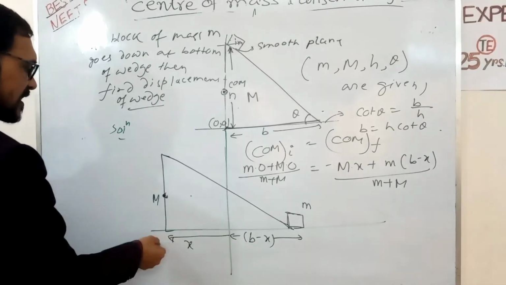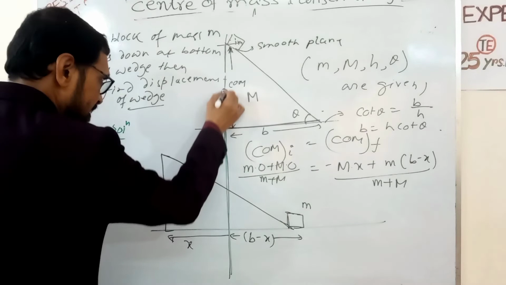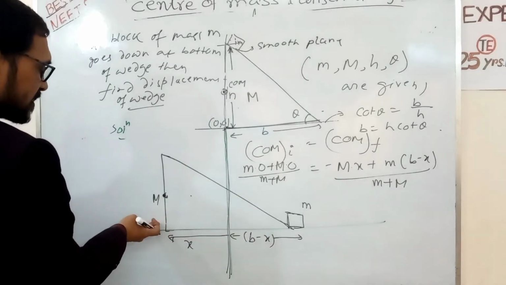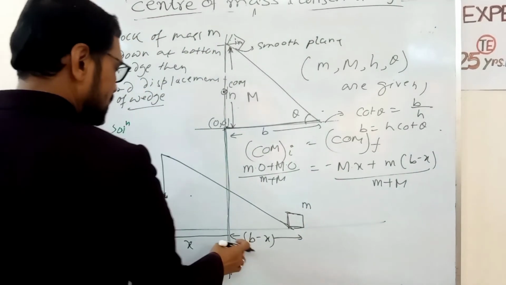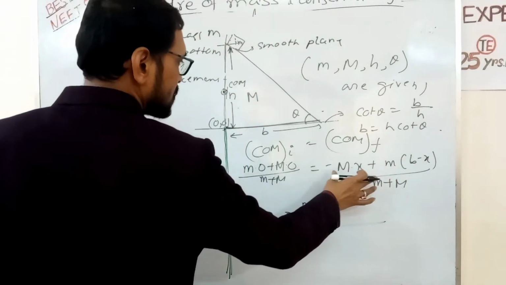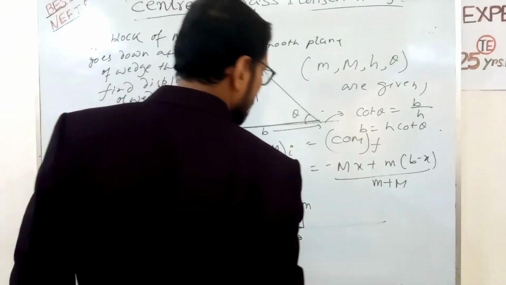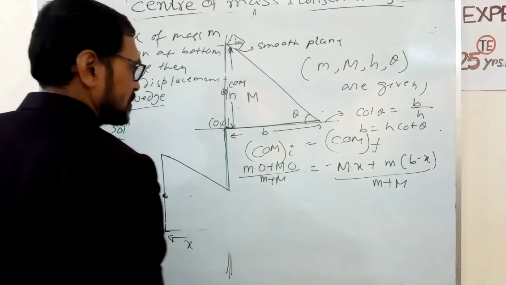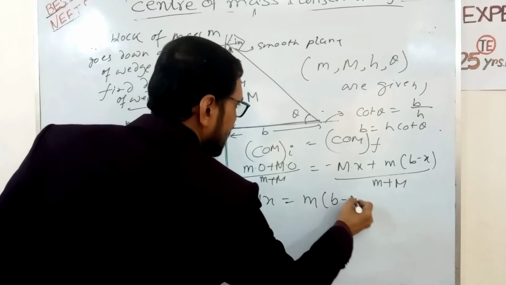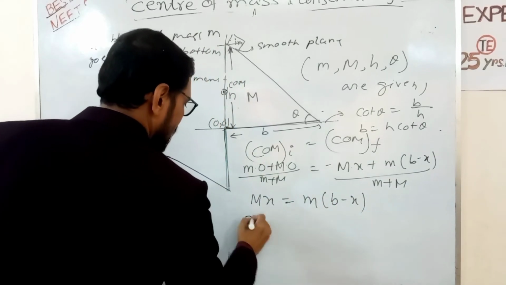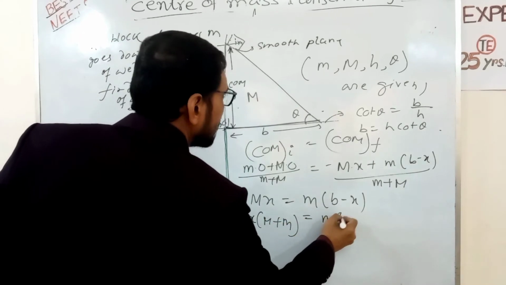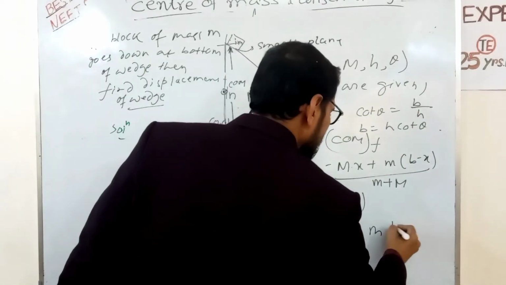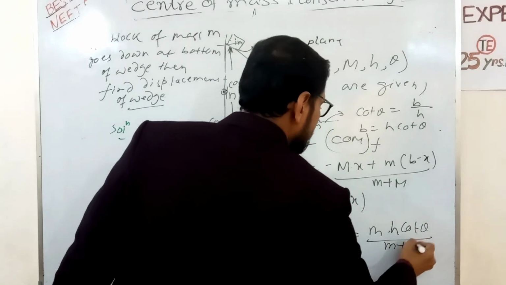Here it is minus x because this line is the reference line, from this line we take the measurement. This is along the negative x-axis, so minus x plus m into b minus x, divided by the total mass; this is the center of mass of the whole system at final position. Now from this we can calculate x. So mx equal to m into b minus x, so x equals mb by m plus m. What is b? b equals h cot theta. So x equals m h cot theta by m plus m. This is the answer.